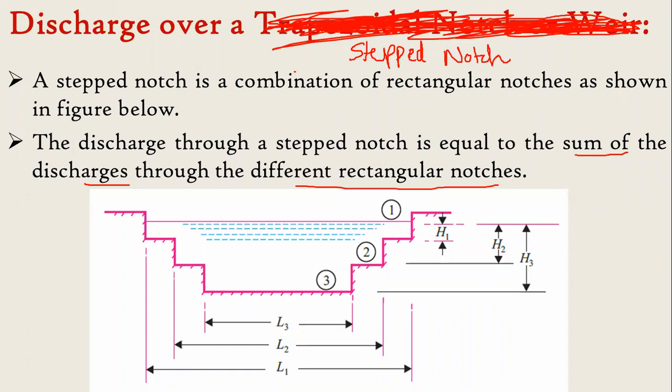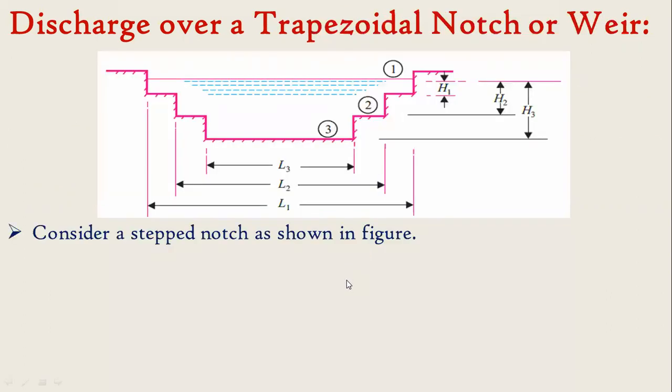Okay, so as you can see, this stepped notch, which is shown in the image here, it consists of a number of rectangular notches. Okay, so this is notch number 1, this is rectangular notch number 2, and this is rectangular notch number 3. Now if we take the addition of discharges through individual rectangular notches, what I'm going to get is the discharge through the stepped notch. So let us see how we can do that. So consider a stepped notch as shown in the figure.